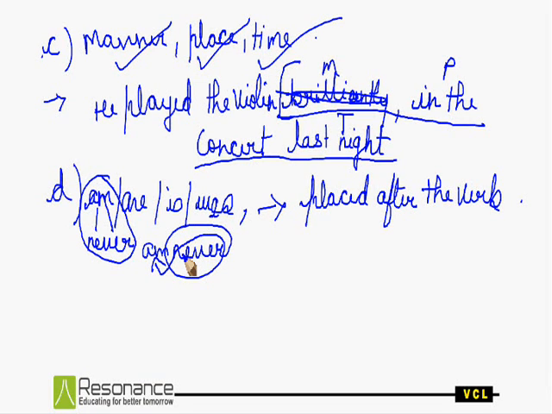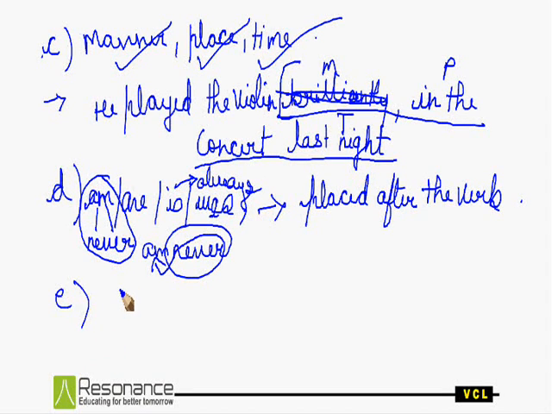Similarly, he is always at home on Sunday. If I am using is, again the adverb is placed after is, that is always. We are just off. Just, the adverb, is coming after the verb are.